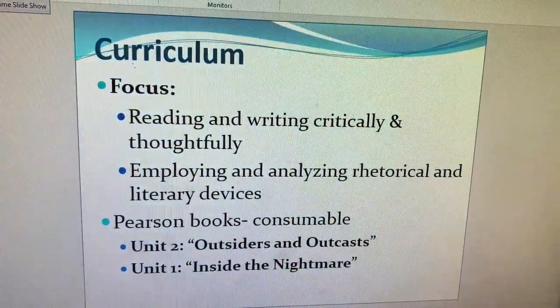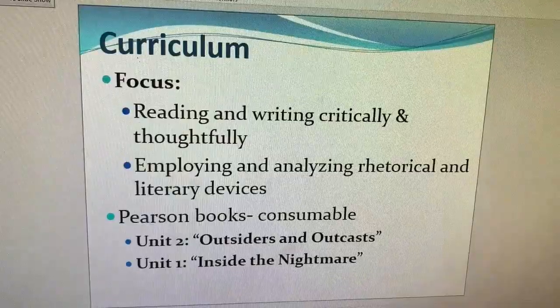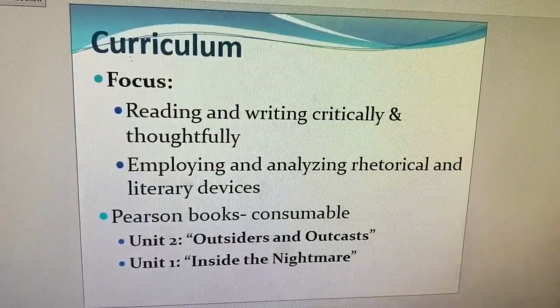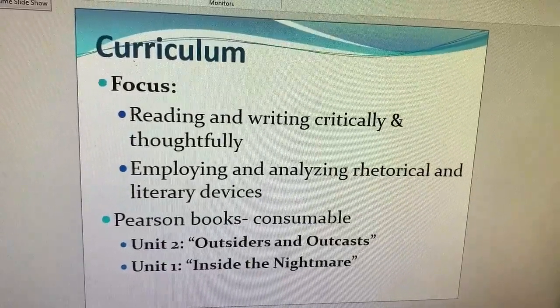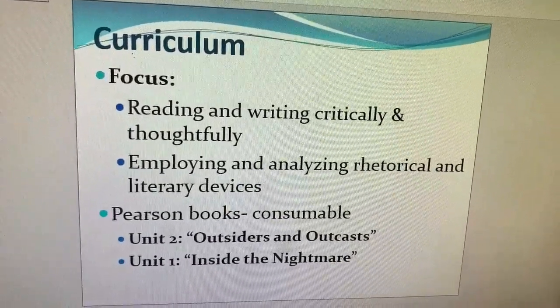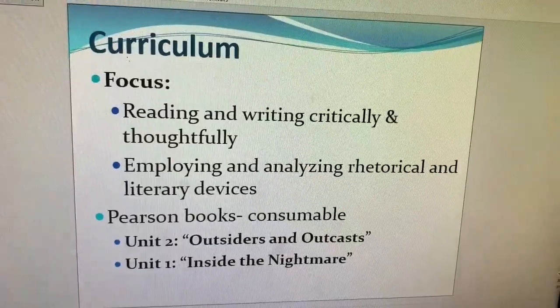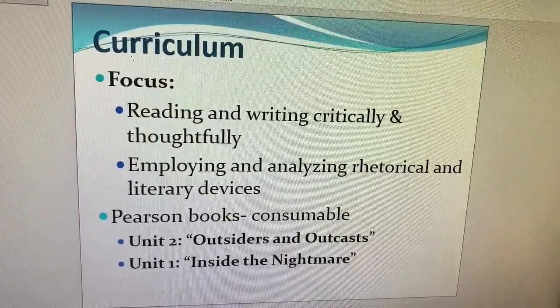Our curriculum focuses on reading and writing critically and thoughtfully, employing and analyzing rhetorical and literary devices to get students ready for the 11th AP course. We do use the Pearson books, which are consumable, which means students can write in them.